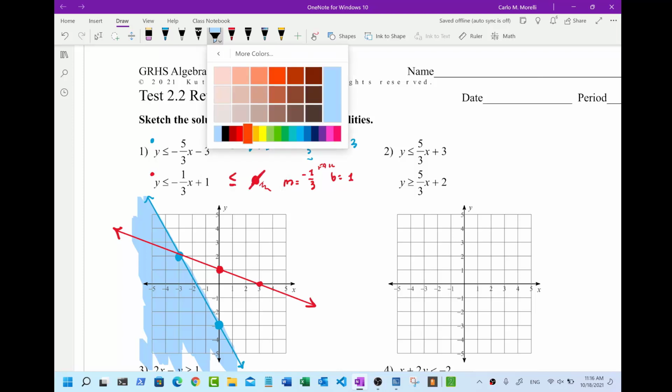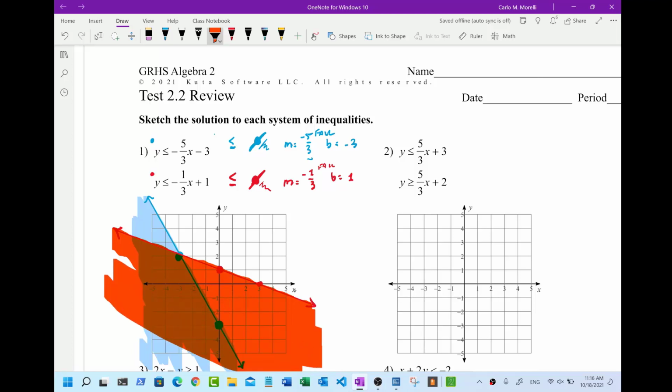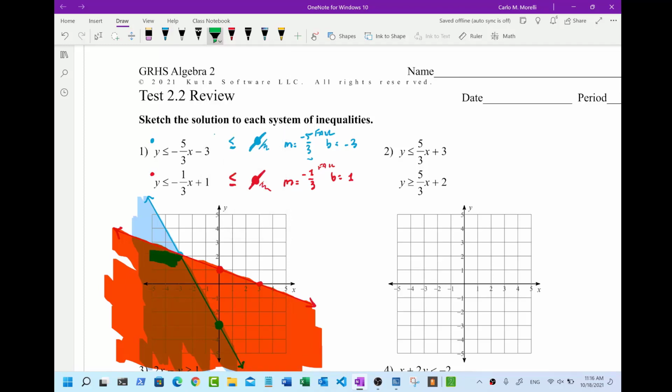Okay, that's good. Remember to include the line in your shading. Even if it bleeds over a little bit, that's fine. You want to make sure the reader knows that you know that even points on the line are part of the solution. So the double shaded region, I'll focus in on a different color and identify. This is the double shaded region. You want to really somehow identify that. And that is number 1.